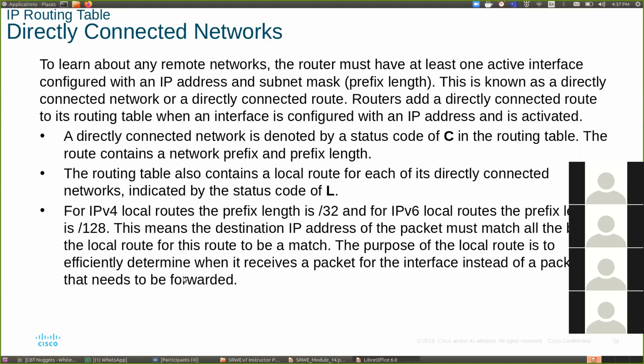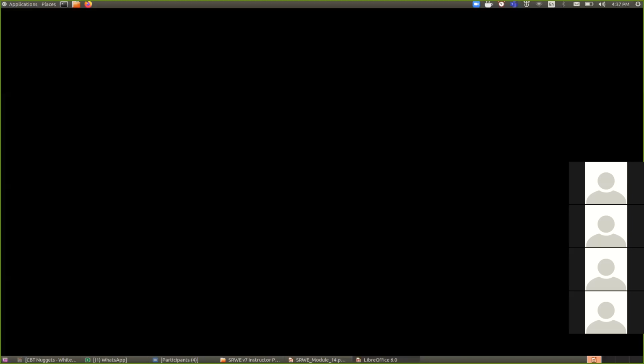Like I told you, directly connected networks are represented by C. C is for directly connected networks. L is for directly connected interfaces.